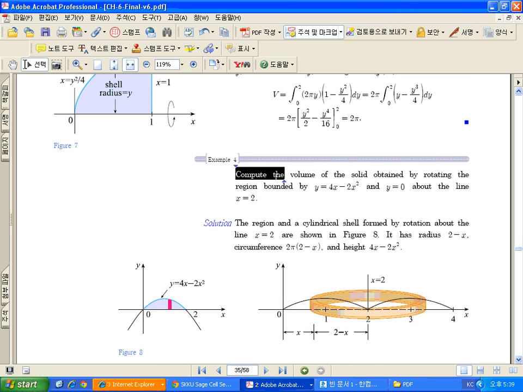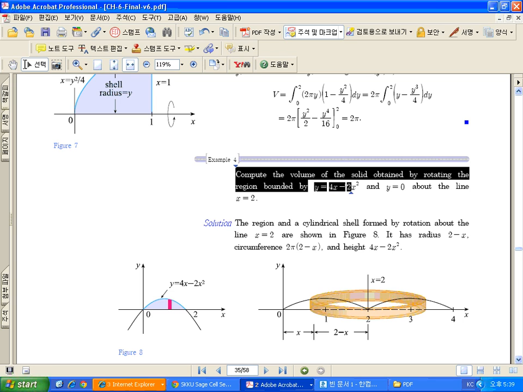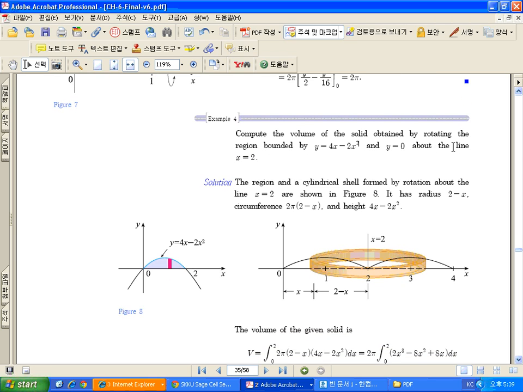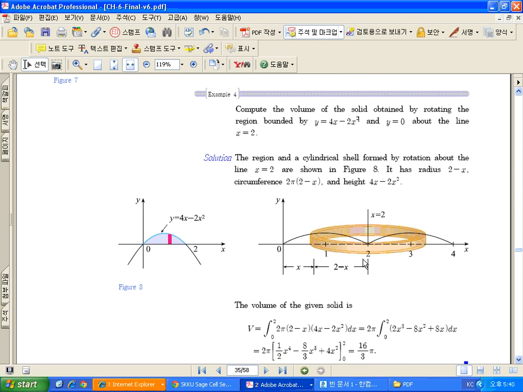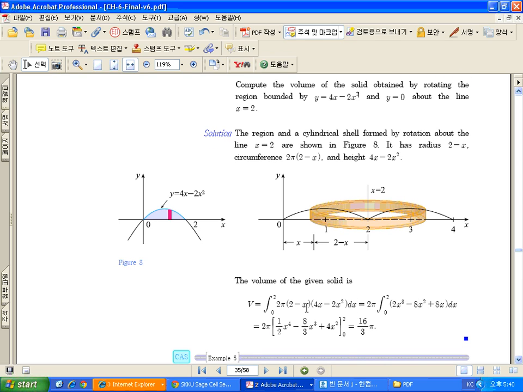For example 4, compute the volume of a solid obtained by rotating the region bounded by y equals 4x minus 2x squared and y equals 0 about the line x equals 2. Here, we want to rotate this curve with respect to x equals 2. So this slice of piece will rotate like this. We have to find this volume first for this slice, and then integrate that formula with respect to x from 0 to 2.